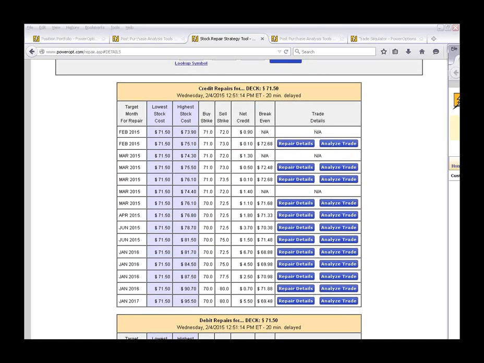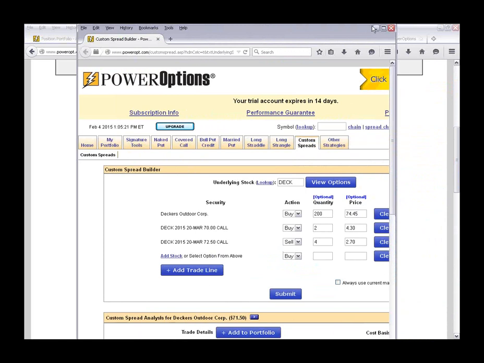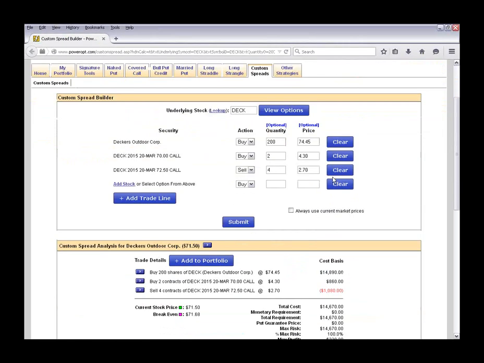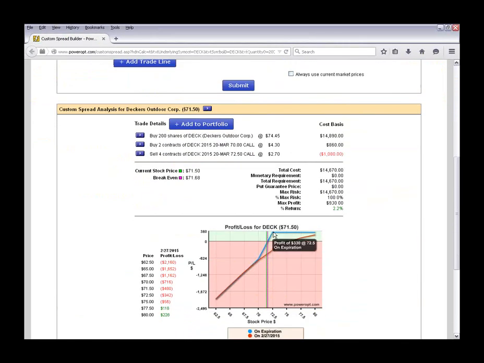Let's go to Analyze Trade. Okay, and so there's a break even. Now, it's a return of 2.2%, but remember, March is only about 37 days out in time. So it's about a 1% gain for the next 16 days, keeping in mind that we're converting this from what would be an 8 or 9% realized loss on the position.